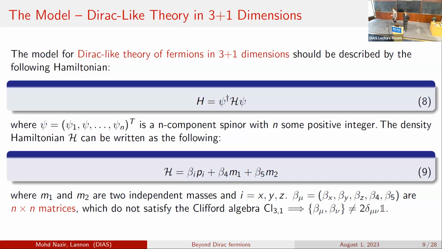We continue by postulating the form of the Hamiltonian density, which, similar to Dirac, should be linear in the momentum and mass terms, and this time we have to construct these beta matrices rather than the alpha ones, with the addition of a fifth beta matrix that corresponds to a second mass that will be independent from the first mass. An important point to note is that these beta matrices that we're going to construct should not satisfy the Clifford algebra, because the alpha matrices that we showed for the Dirac case actually generate the Clifford algebra. So if our beta matrices also satisfy the Clifford algebra, then we're just back to the Dirac case.